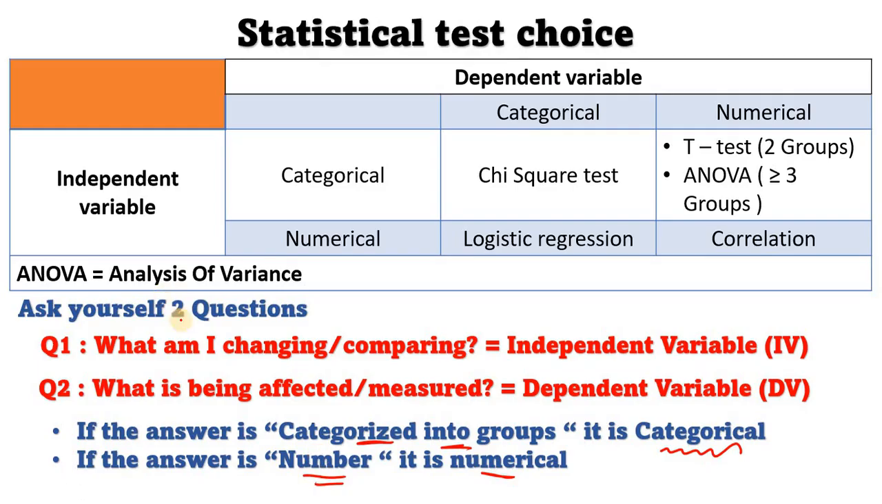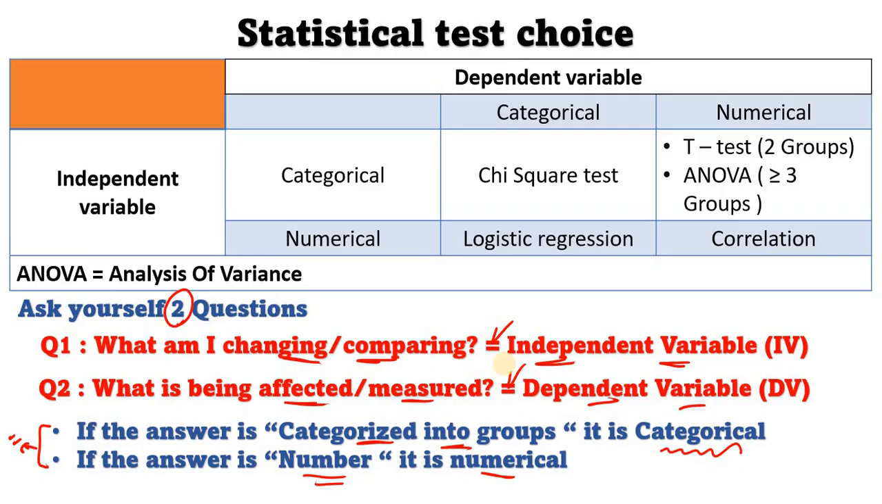You have to ask yourself two questions in the case. The first one is what I am changing or comparing, and this is called the independent variable. The second one is what's being affected or measured, and this is called the dependent variable. The answer to these two questions will be one of the two data types we have already explained. In each case, you have to detect your independent variable by asking yourself what you are changing or comparing. Then you have to detect your dependent variable by asking yourself what is being measured or affected in the case.